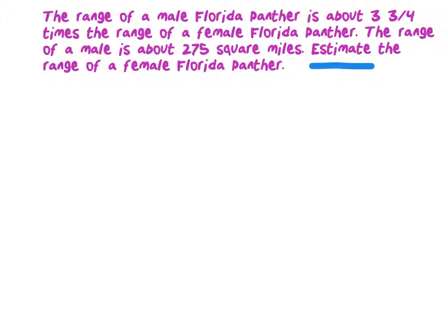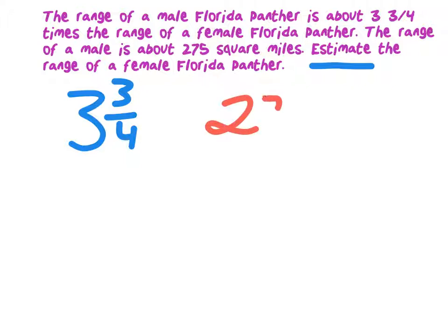Our numbers that we have are 3 3/4, and also we have 275. So let's look at 3 3/4. What would we round that to? I'm going to look at my denominator, and half of 4 is 2, but I don't really want to work with any fractions on this particular problem, so I'm going to round 3 up to 4, which makes it a whole. And when I add that whole to the whole number, I get an answer of 4.